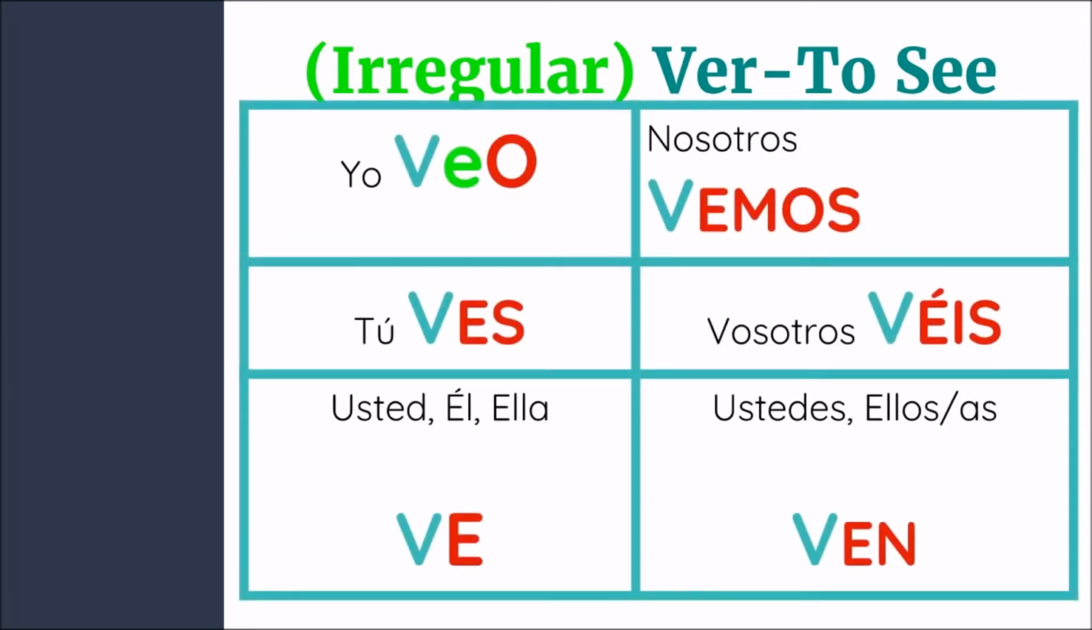This is an irregular verb, ver, which means to see. Veo, ves, ve, vemos, veis, ven. As you can see, the first one is irregular, veo, because vo just sounds weird. That one is pretty easy to remember.